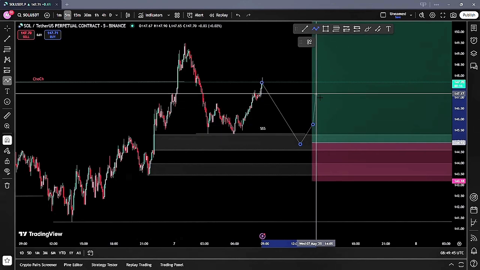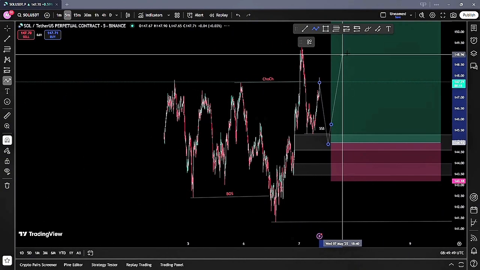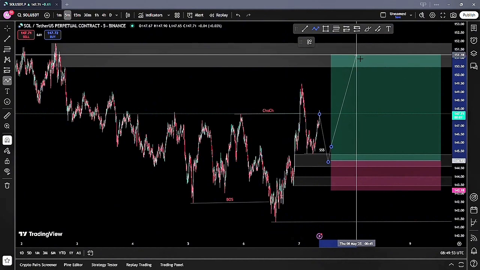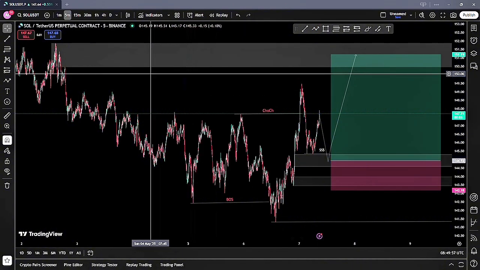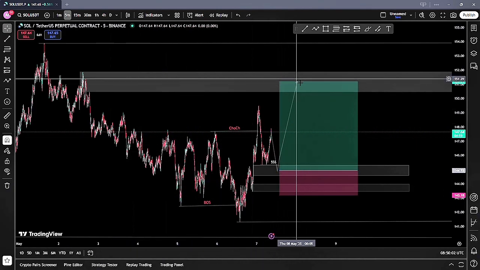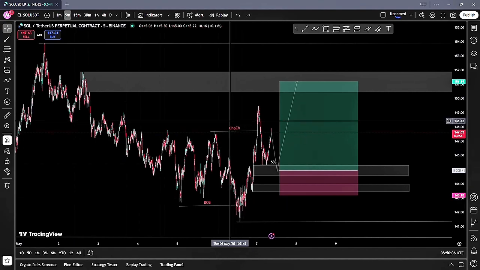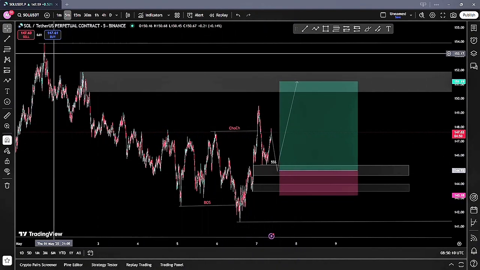So I'm entering at that gap, and I will target this point as my TP, because this is the beginning of this downtrend. So I'll target here as my TP, because remember, this downtrend has reversed. So if it has reversed, we should be seeing the market push back to where the downtrend began.